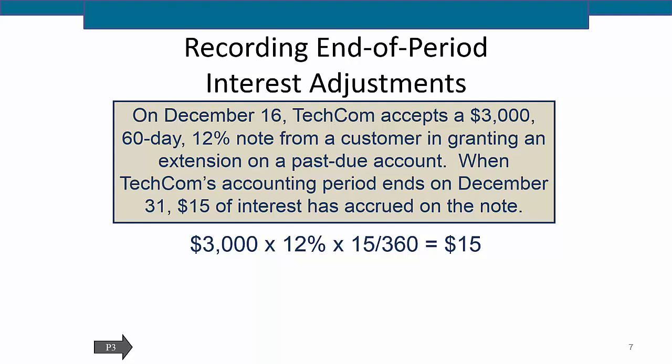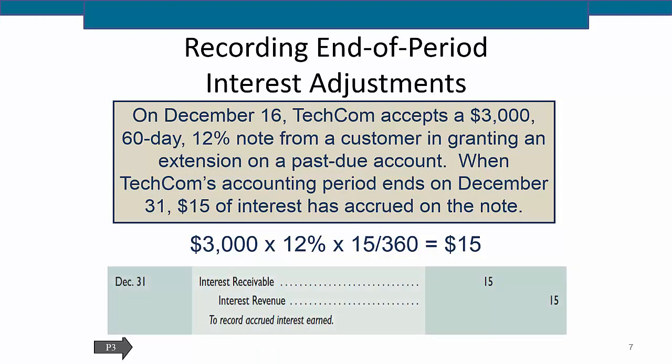In accrual basis accounting, remember that even though the cash isn't collected by December 31st, the interest revenue earned from December 16 to the 31st needs to be on the books. To prepare the entry, we need to first determine the amount of interest we need to record. Using the formula principal times rate times time, we determine that $15 worth of interest has accrued on this note by December 31st. The adjusting entry includes a debit to interest receivable, which is an asset, and a credit to interest revenue of $15.